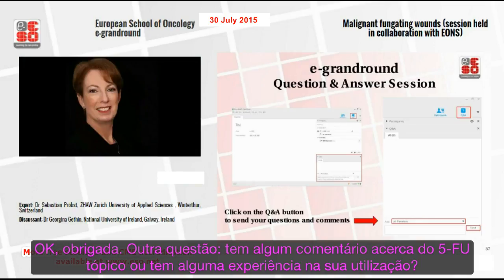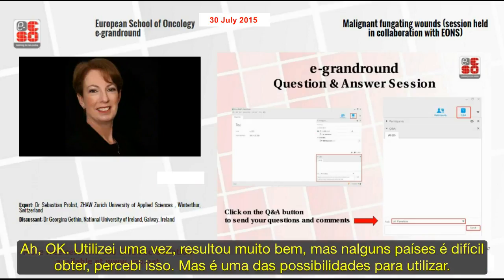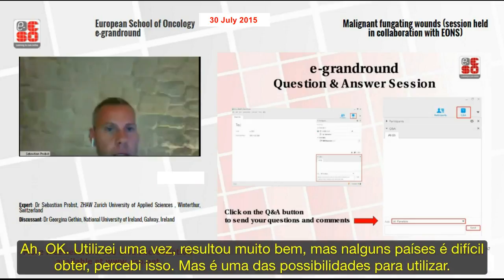Another question, do you have any comment about topical 5FU, or do you have any experience of using that? What's topical FU? 5-fluorouracil? Okay. I've used it once and it worked very well, but in certain countries it's difficult to access. I've realized that, but it's one of the possibilities to use.